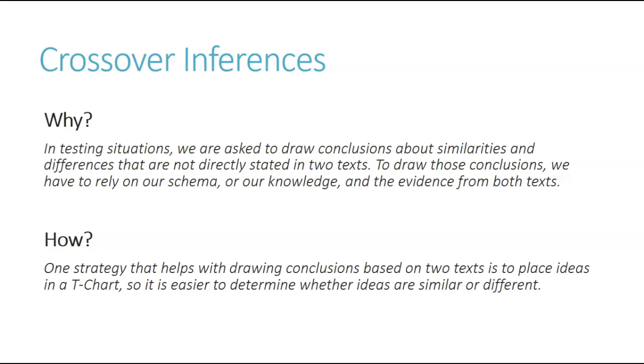So one strategy that we are going to use on the test to compare the two passages is using a T-chart. And a T-chart is simply that. You draw a capital T and you record information from passage 1 on the left-hand side and passage 2 on the right-hand side. That way you're able to directly compare information and use those inferences, use that knowledge to answer the questions that are about each passage and then the questions that are the crossover questions.